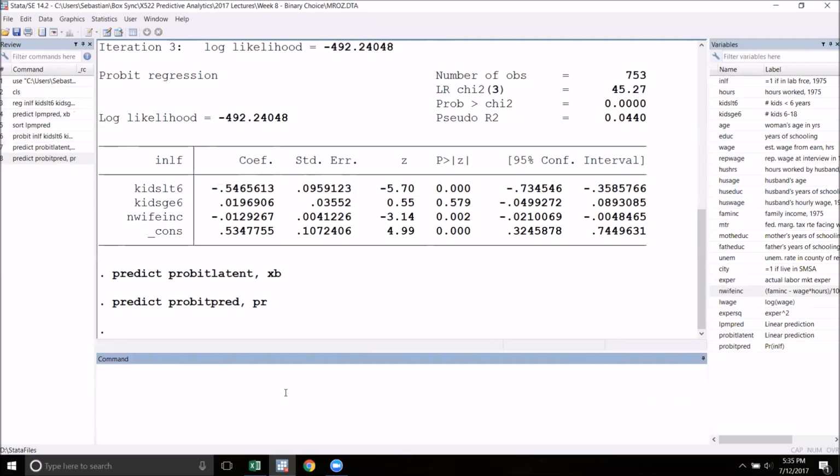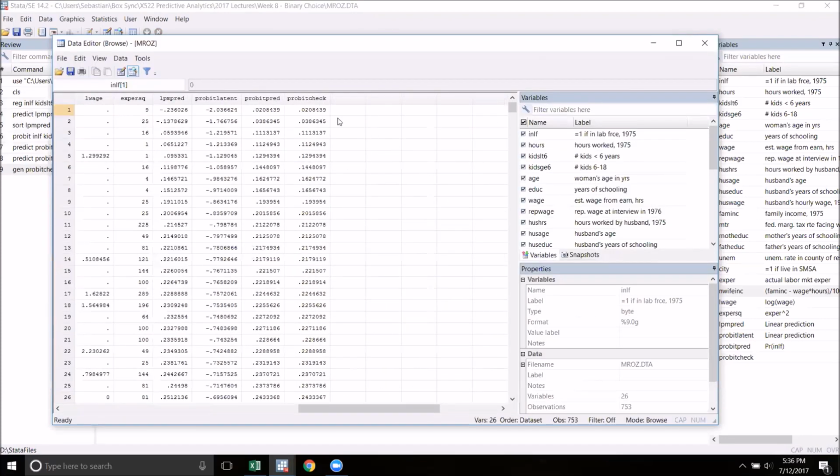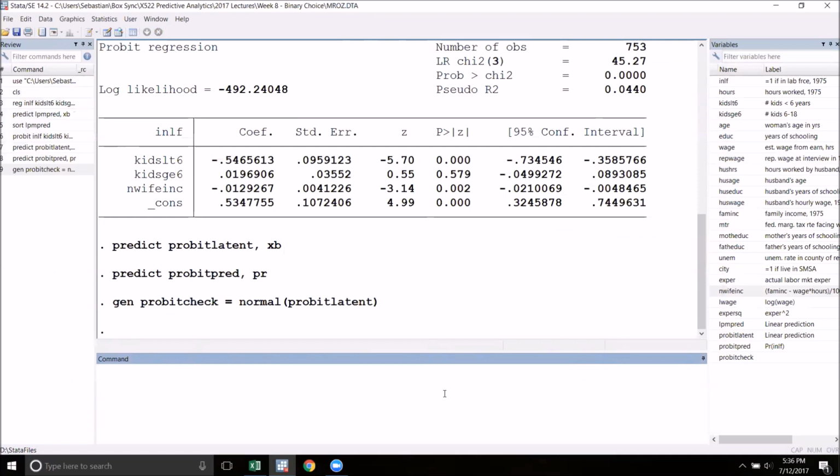We can check that this is doing what we want it to do by generating a new variable that I'll call probit_check equal to normal of probit_latent. The normal function in Stata is simply the standard normal cumulative distribution function. We can now go in here and compare probit_check with probit_pred, and you can see that these are in fact identical.